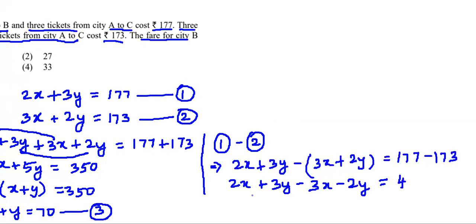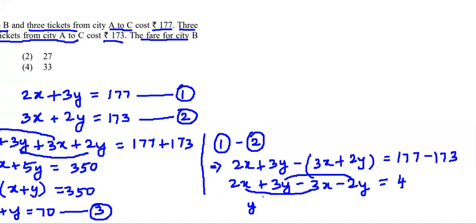Now once again we proceed. Here we see carefully, we have this 3y minus 2y. Let's just subtract these two terms. So we get 3y minus 2y to be equal to simply 1y, or that is y, and take this 2x minus 3x.